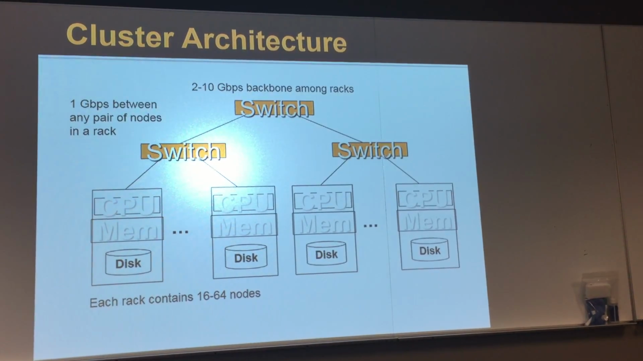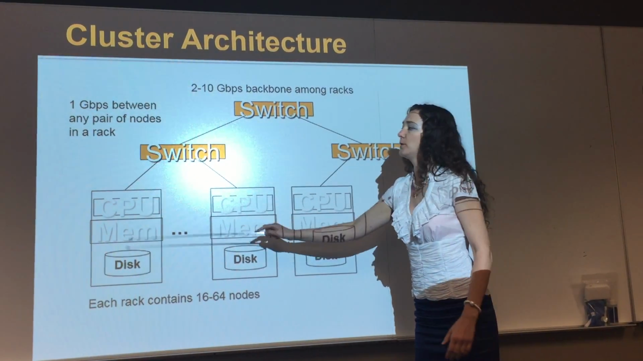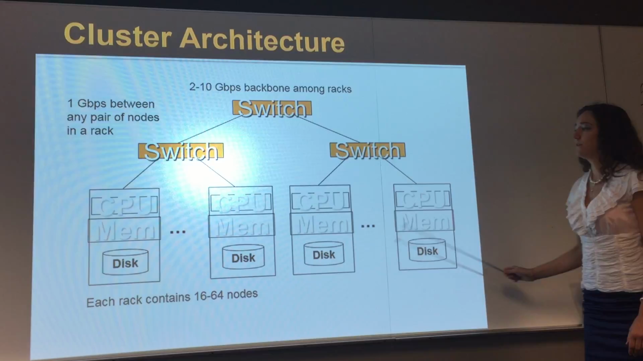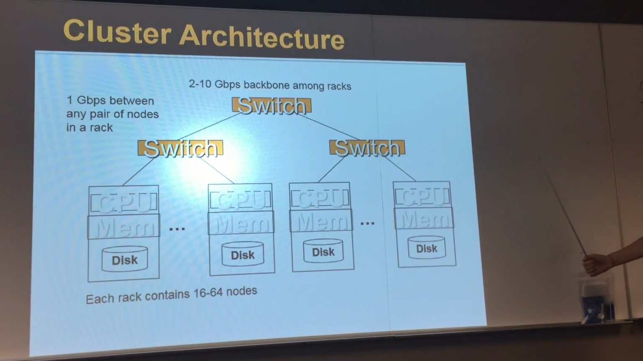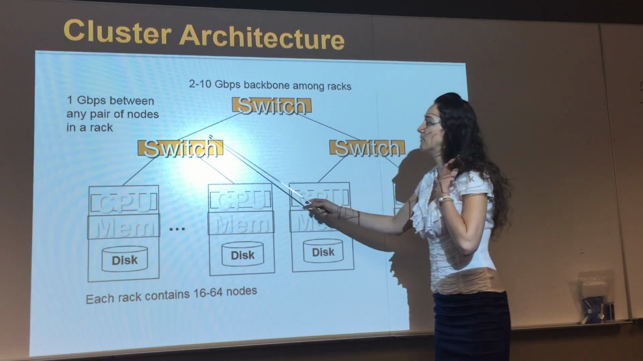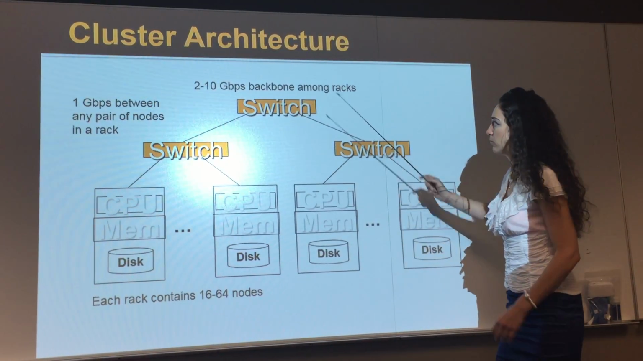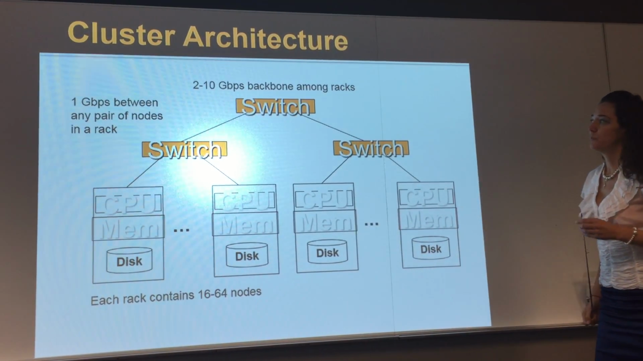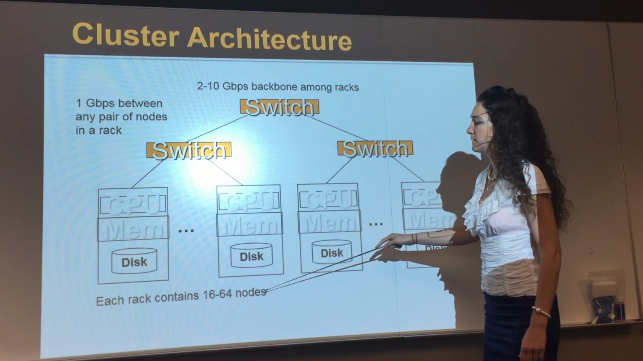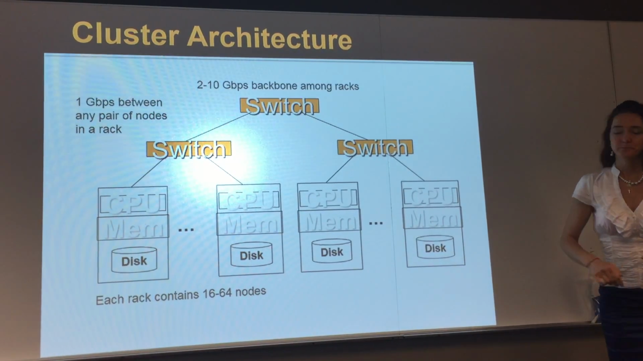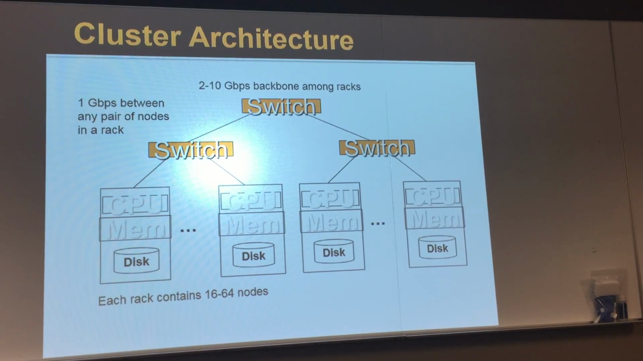So imagine a bunch of racks like that. So this was one of them with 16 to 64 computers. That's another one. And there's going to be more here. All of those are connected through a faster network, which is from 2 to 10 gigabits per second backbone. That's called a backbone because it's a pretty fast network that is used to connect these racks together. So that's how the clustered architecture looks like.